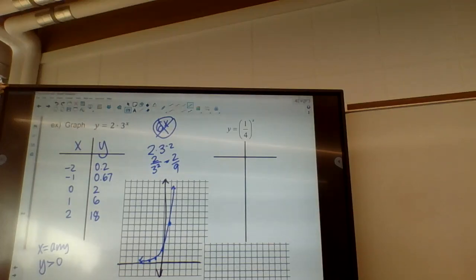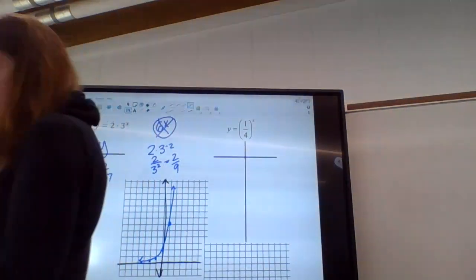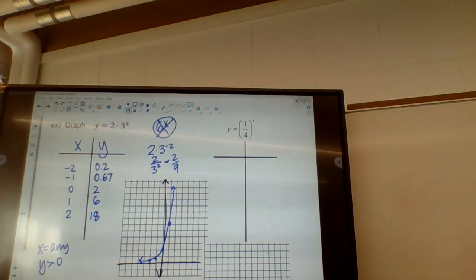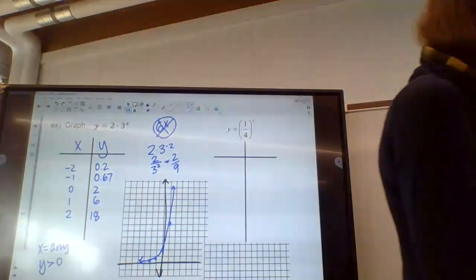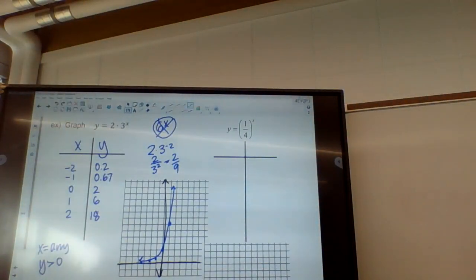So, I decided to do a worksheet instead, just because there's all this graph paper. So I have graphs for us. And we'll talk about that word problem next.